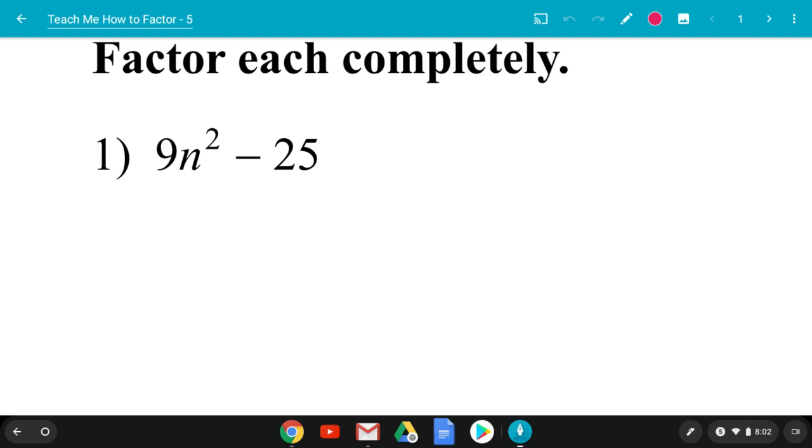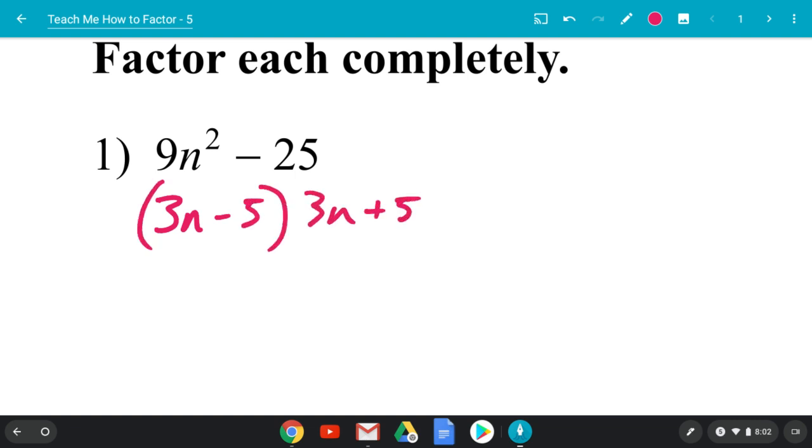How many people have it? What do you got, Althea? 3n minus 5 times 3n plus 5. This is called the difference of squares. Difference of squares. You should see that quickly. Let's try the next one.